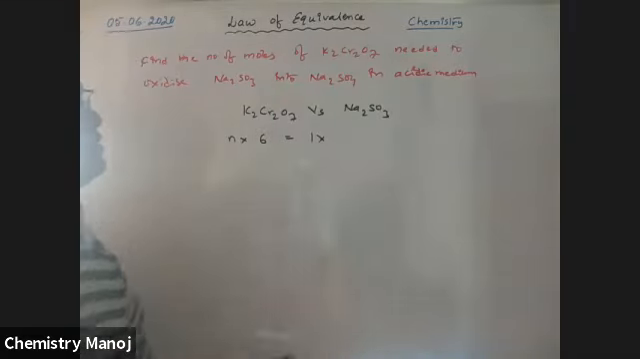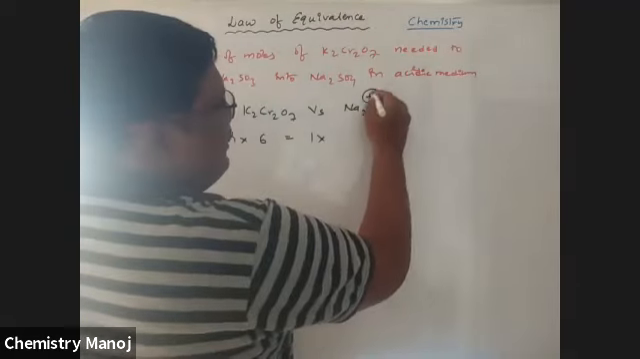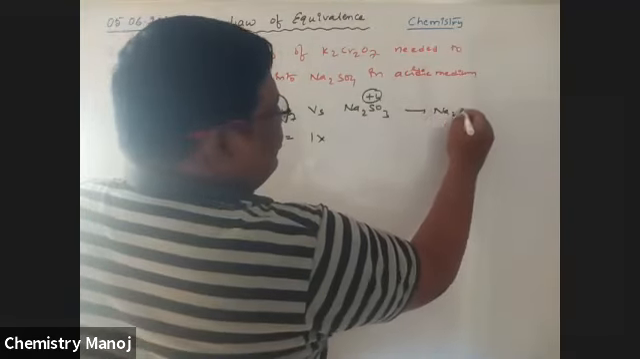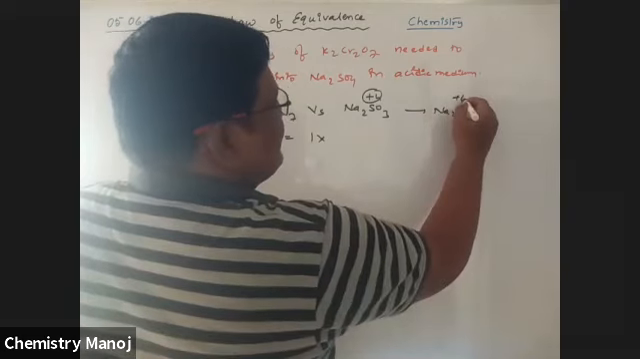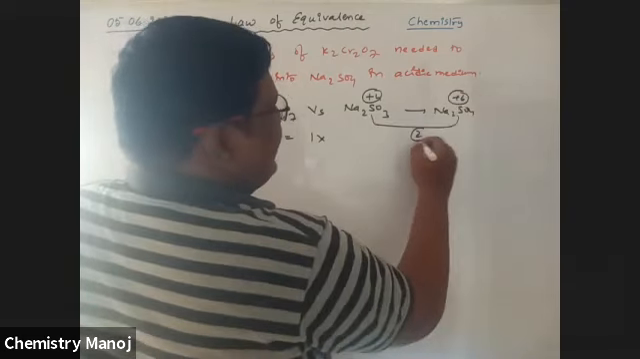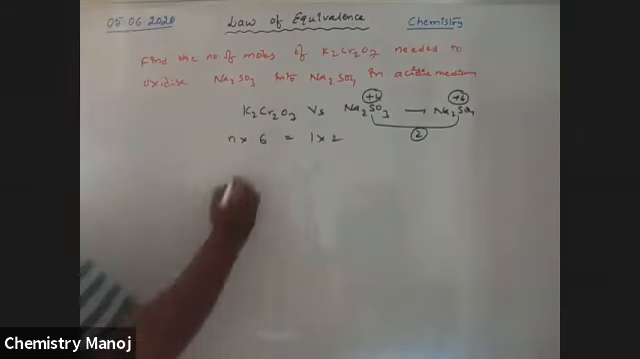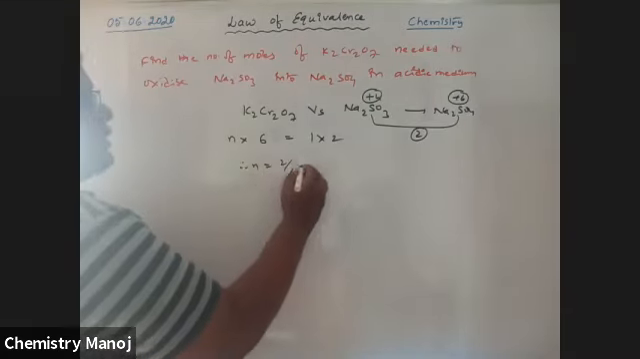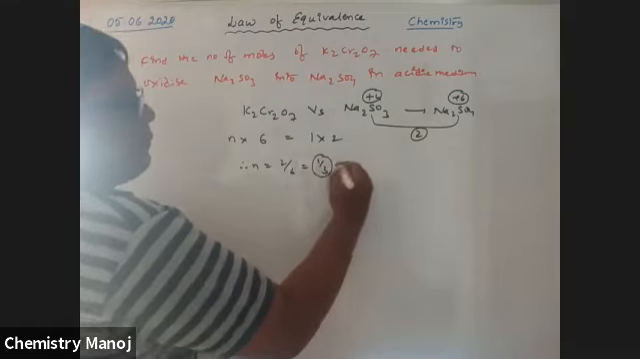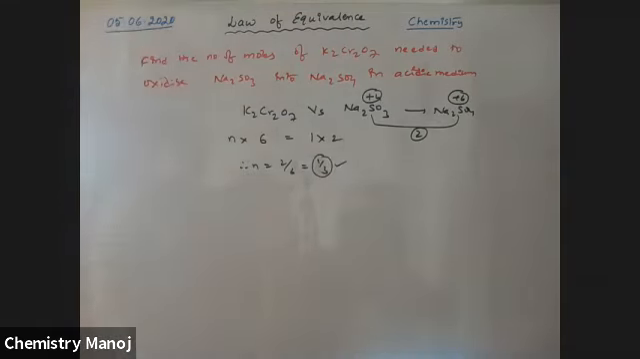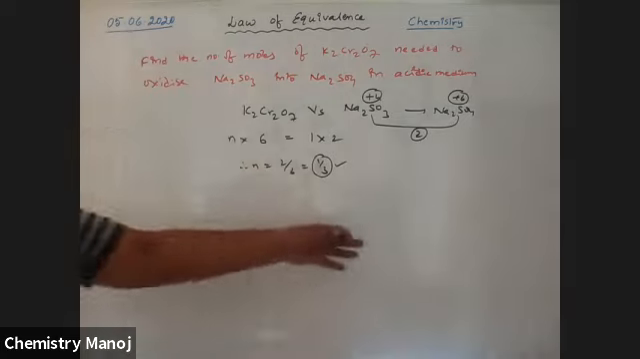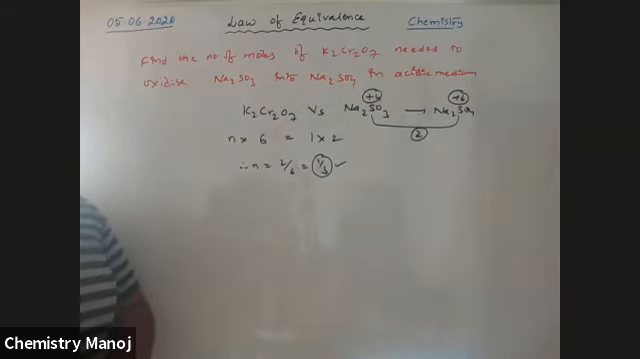N factor for Na2SO3. Here sulfur is plus 4, that is converted into Na2SO4, where sulfur is plus 6. Now in this case, N factor is 2 only. Therefore, N is equal to 2 by 6, which is equal to 1 by 3. This is the way to solve the problem. How many moles of one of the reactants are required? By taking another one, number of moles are given to you. Okay, so it is one model only. Next, another question.